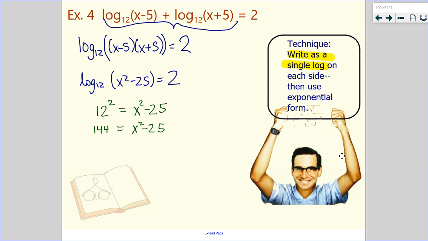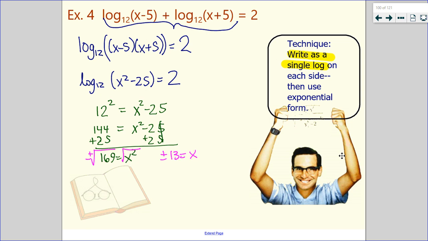Add 25 to both sides. And typically when we would solve, we would do the positive or negative square root to solve for x. So it's plus or minus the square root of 169. In other words, plus or minus 13 equals x.